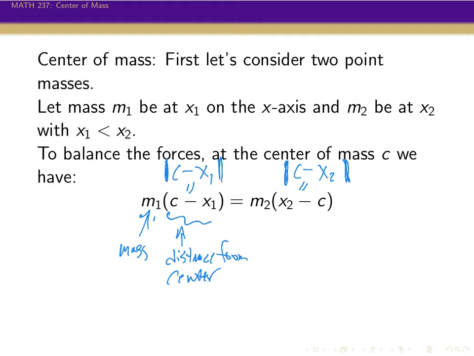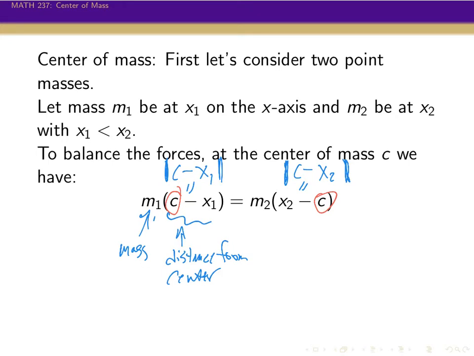And so if m1 is much bigger than m2, then that means that x2 minus C has to be much bigger than C minus x1 to get this balance. And so a bigger mass has to be closer to the center, and a smaller mass farther away from the center. Okay, so this is our basic equation. And so what do we want to do? Well, we want to solve for C here. So how do we solve for C out of this?